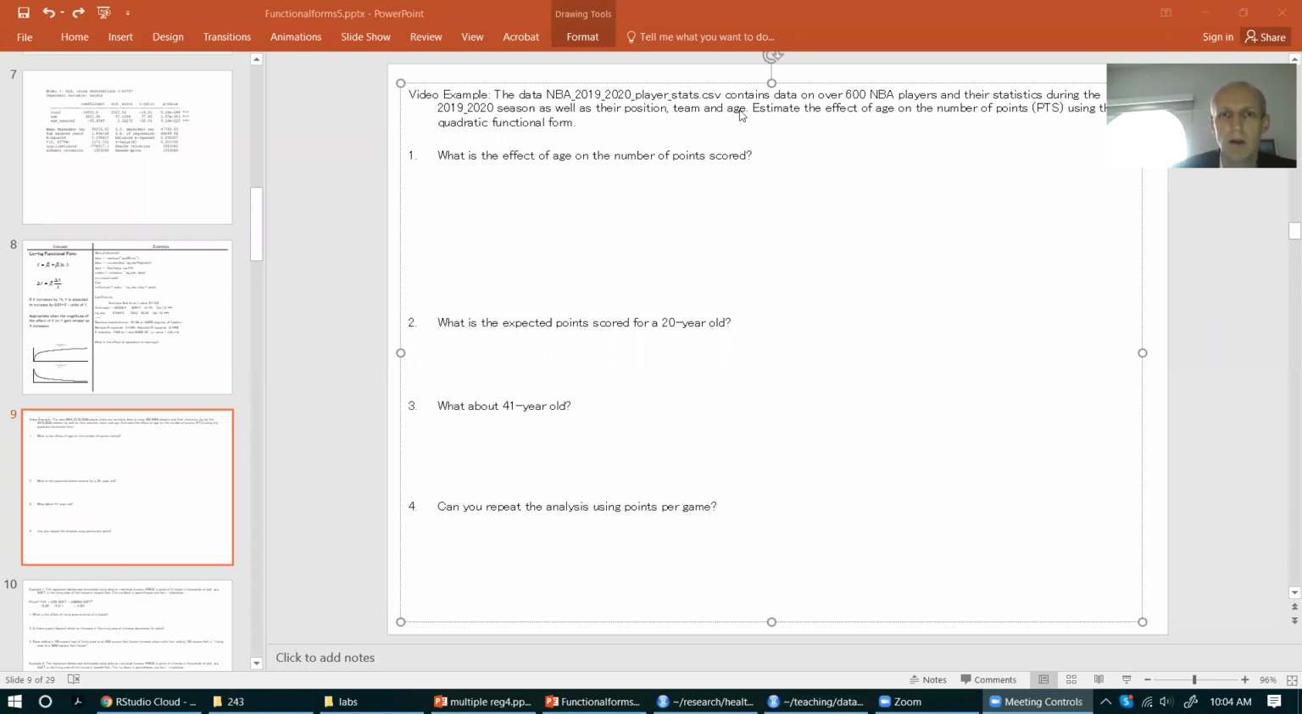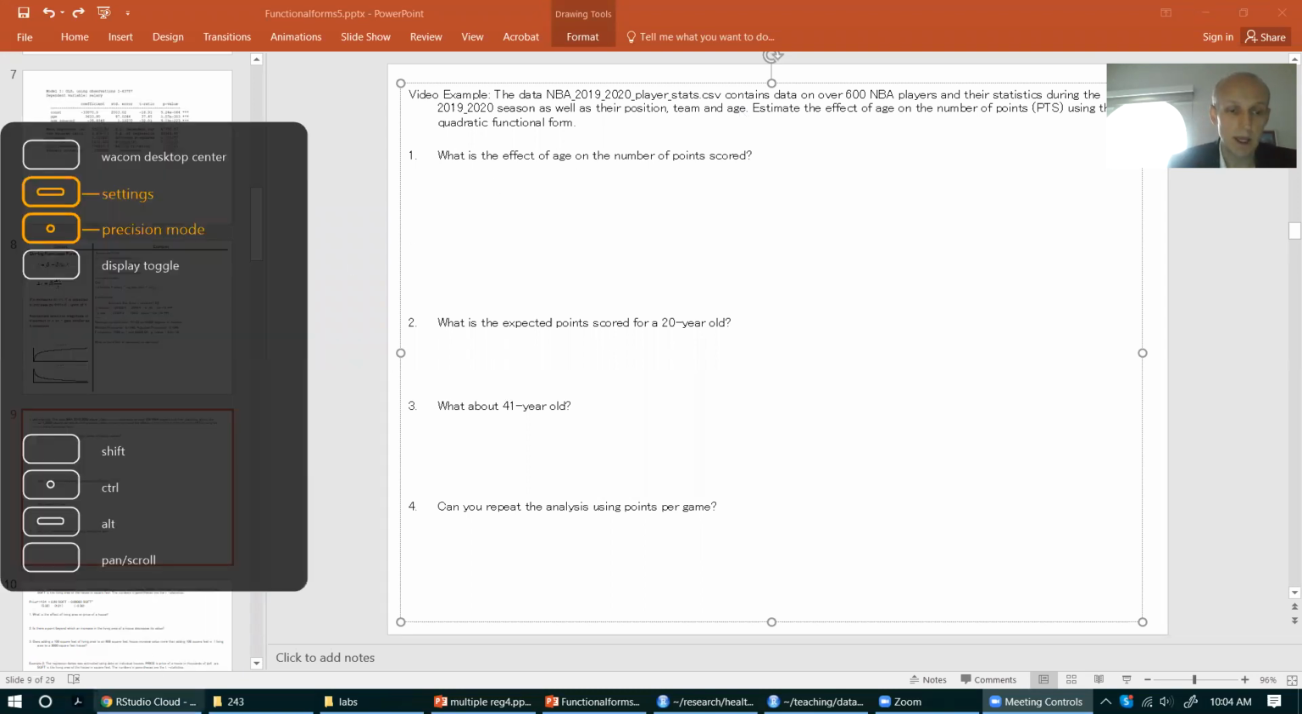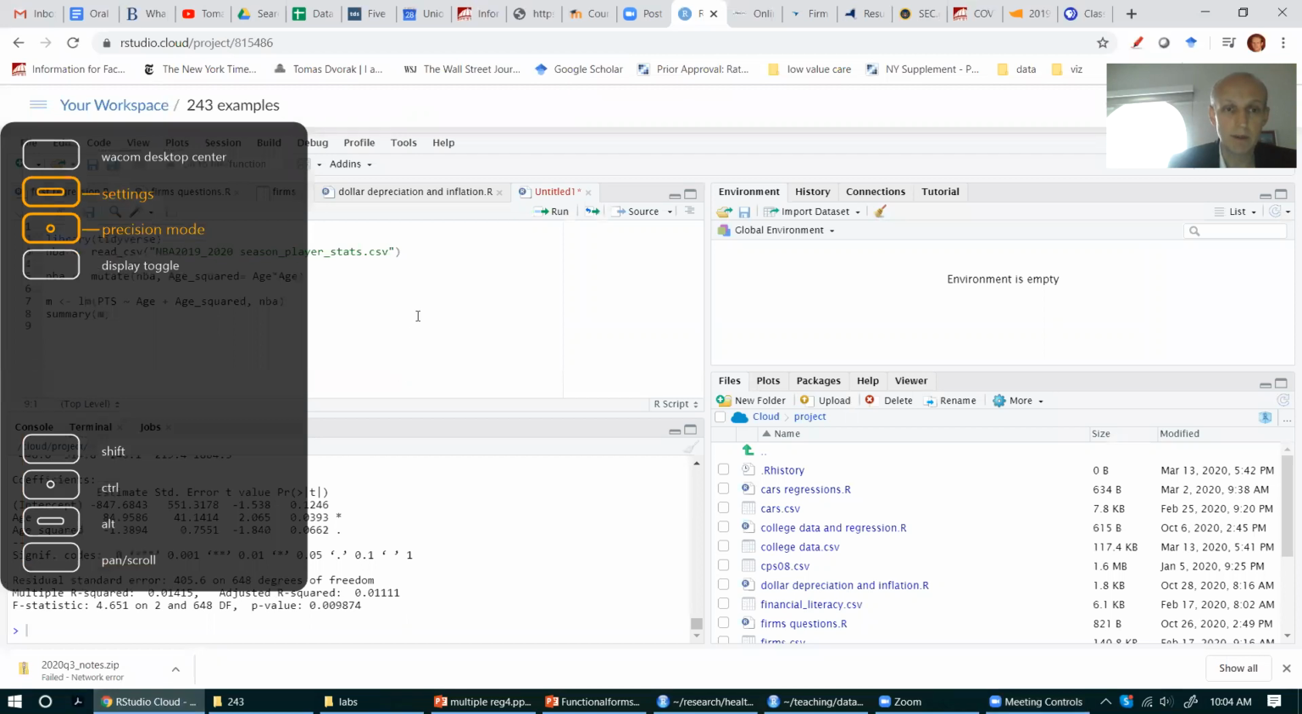Let's do an example of estimating a quadratic regression. Here we have some data on NBA players and their statistics during the 2019-2020 season. In this data, we have information on their points, number of games, and also their age. What is the effect of age on the number of points scored if we use the quadratic functional form? So let's go to RStudio and do this estimation.